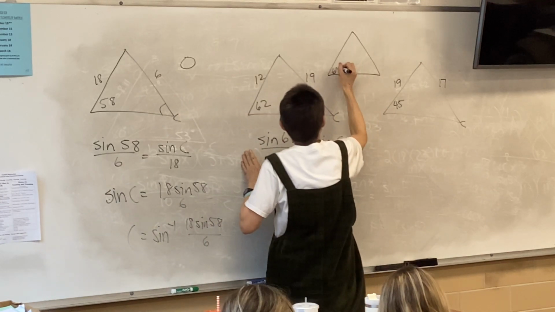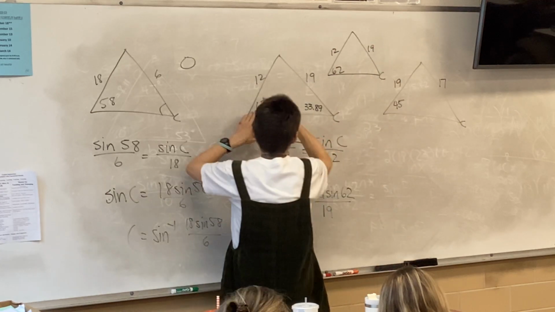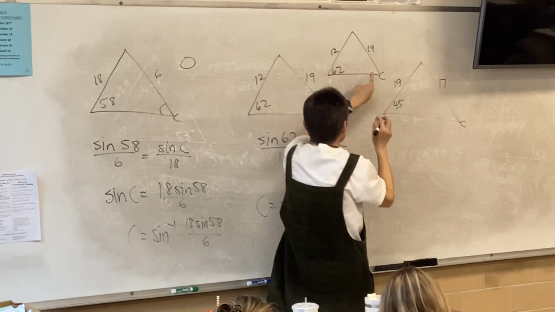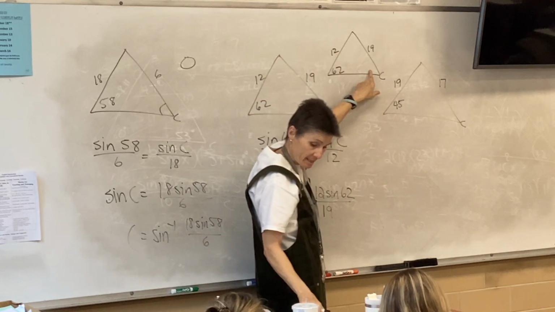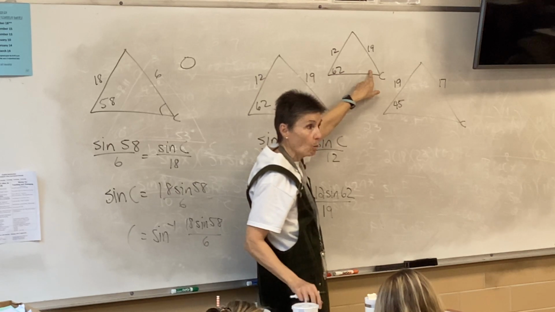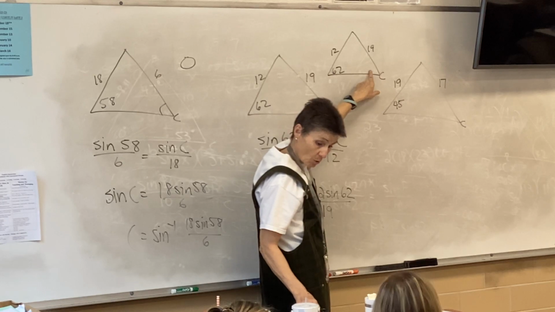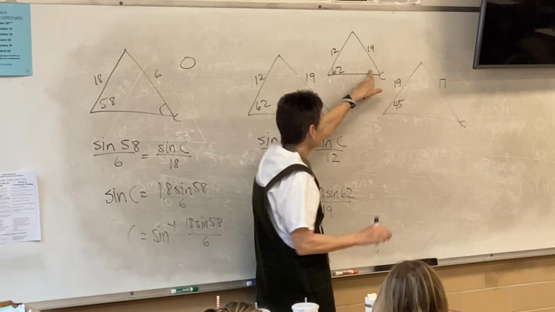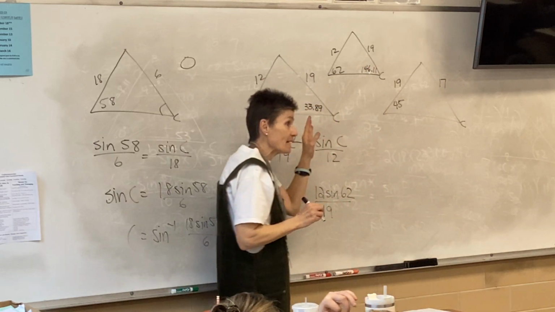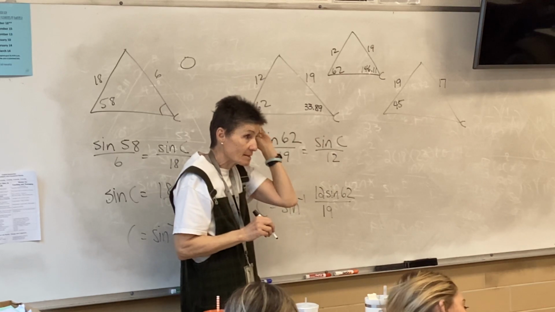So the minute I got an answer, I am immediately going to check to see if I could have exactly the same triangle, the 62, the 12, and the 19, but with a new angle C. And that new angle C is 180 minus the original, so 146.11. How do I find that second potential angle? 180 minus the first one.